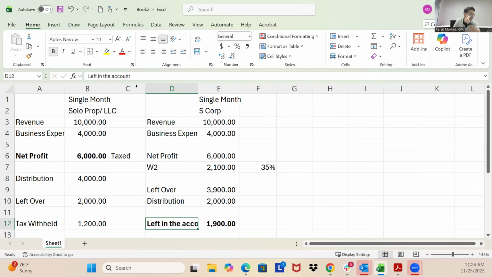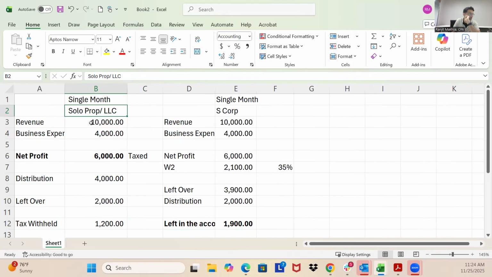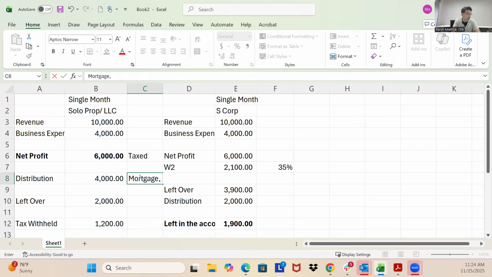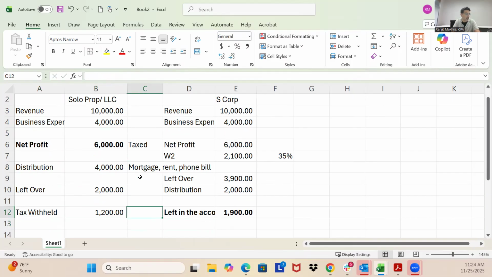Let's go over that again, just to make sure everybody gets it. This is a single member, right? Not an S corp. Your revenue is 10,000. Your business expenses are 4,000. So your net profit for the month is 6,000. You take a distribution of $4,000, and then you have a leftover at the beginning of the month of 2,000. This is what you're going to be spending on your mortgage, rent, phone bill, all of this type of stuff. Then this is your tax withheld.